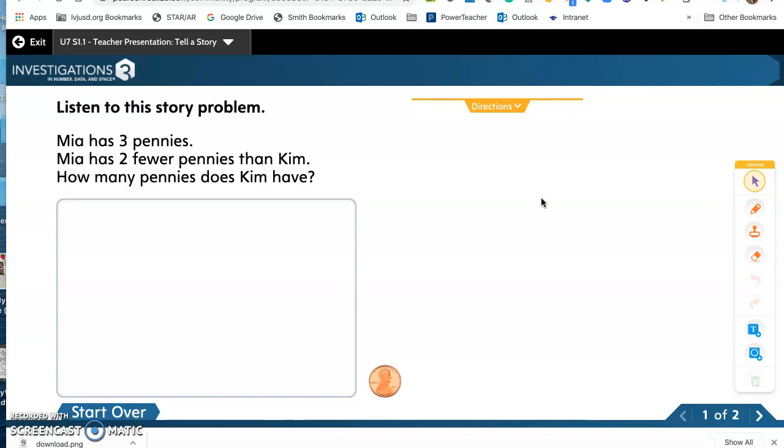Okay, I'm going to tell you a story about Mia and Kim. Mia has 3 pennies. Mia has 2 fewer pennies than Kim. How many pennies does Kim have? So first we have to think about what information we know in the story and what information we're looking for. We know that Mia has 3 pennies. So I'm going to write Mia, and I'm going to drag 3 pennies over here for Mia.